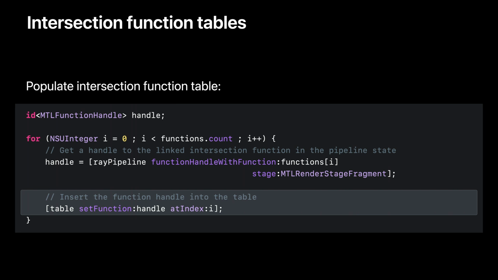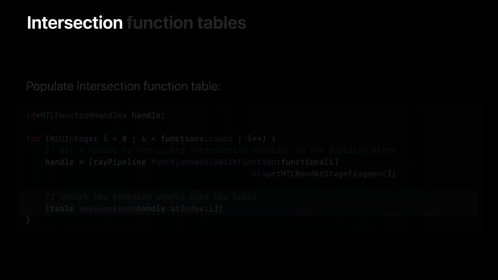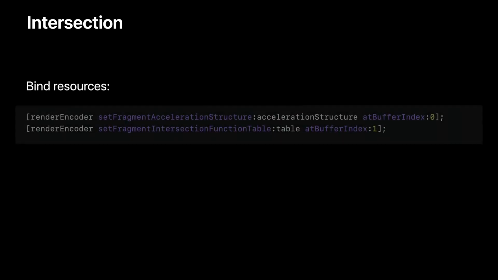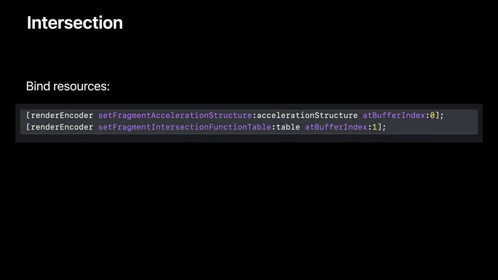And that's all you need to do to prepare your function tables in Render Pipeline. Now, we just have to use everything we have built so far to intersect. Actual use is straightforward. The acceleration structure and the intersection function table are both bound to buffer indices on the render encoder.